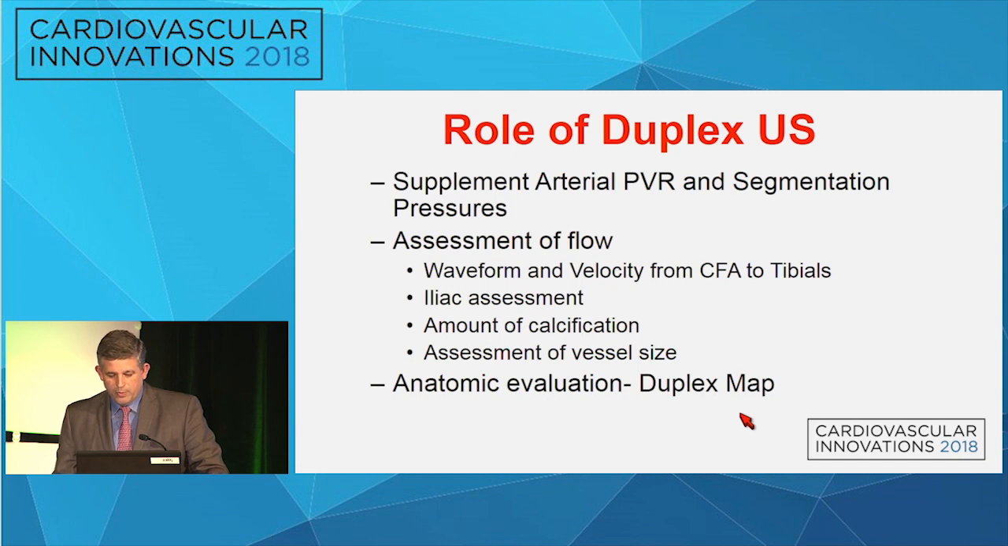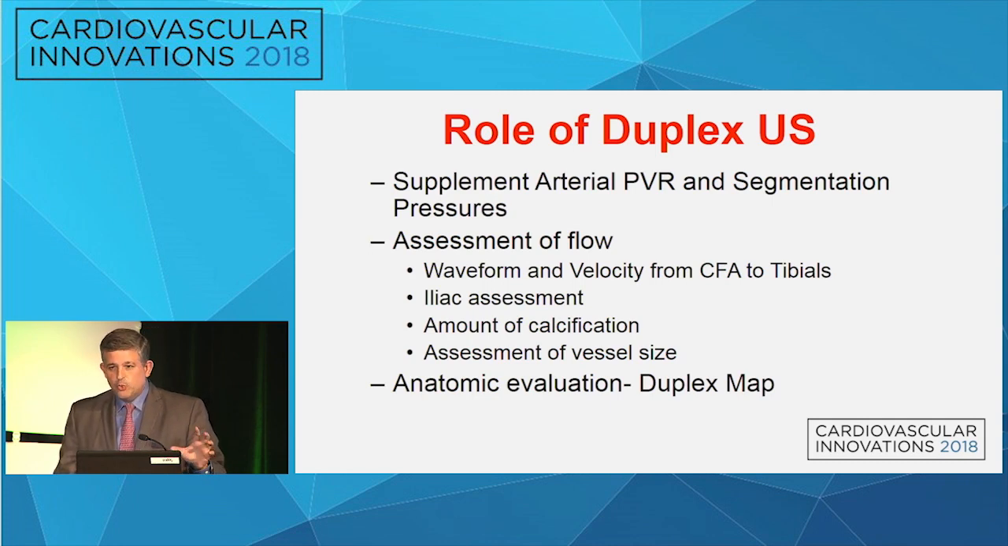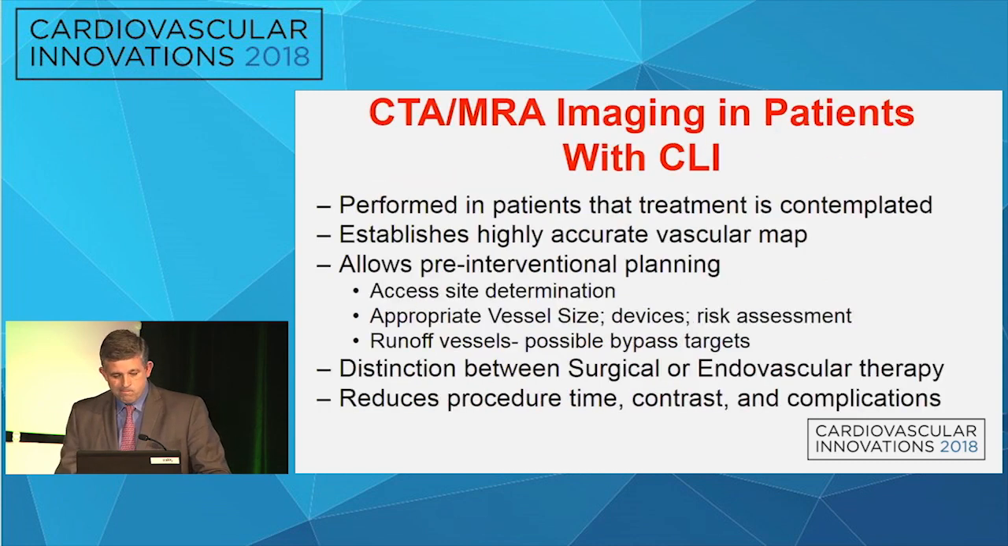So what's the role of duplex ultrasound? We've already pretty much seen how it may supplement PVR and segmental pressures. It helps us assess flow by waveform and velocity analysis, but also gives us an idea whether there is iliac disease by the waveform in the common femoral artery. What does the common femoral artery look like? It really helps us, and I start planning, when we see disease, how we're going to approach that revascularization. The duplex map, almost a drawing, is really helpful.